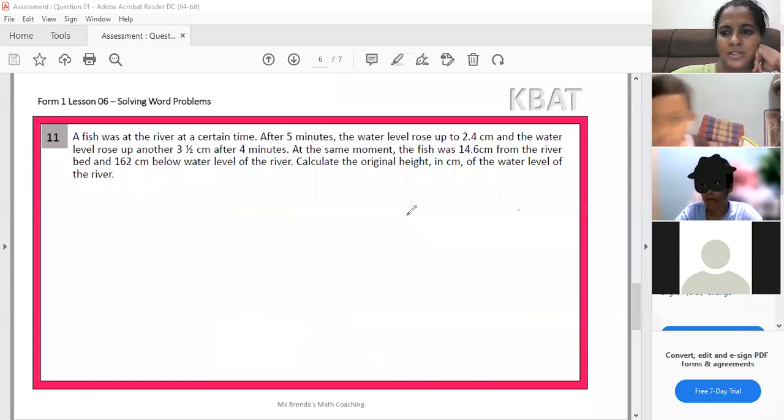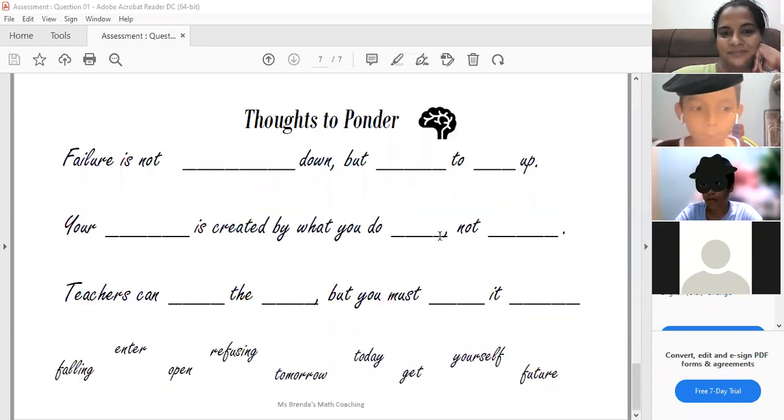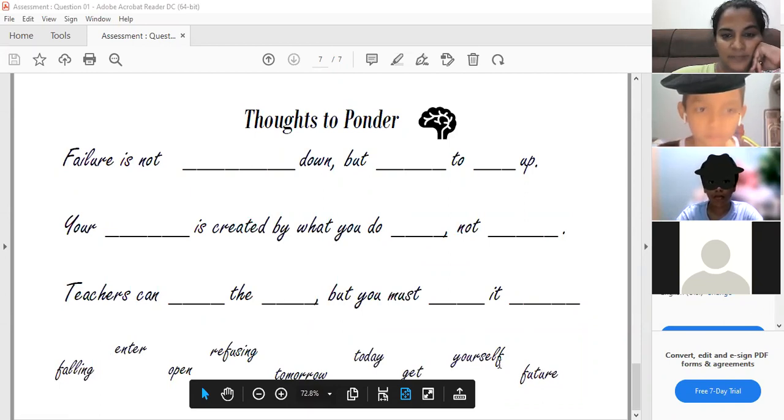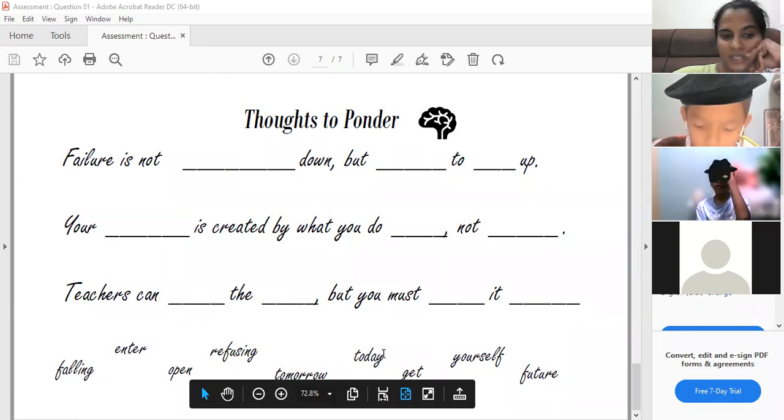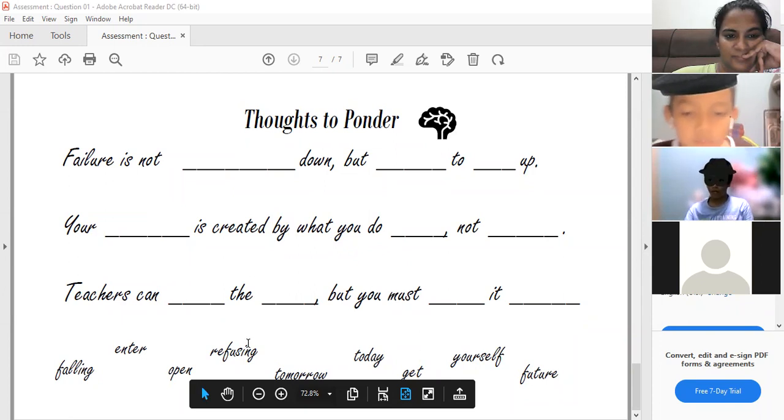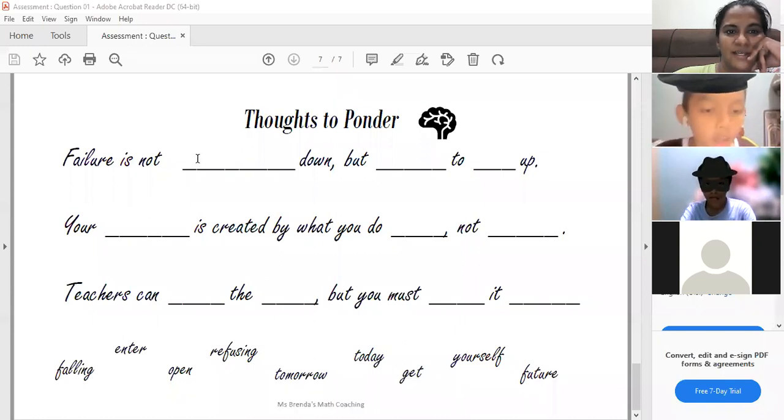Last page is nothing. It's just a little bit of fill in the blanks lah. Okay? This is just to motivate you all. Thoughts to ponder. There are some words here. Fill in the blanks. 1, 2, 3, 4, 5, 6, 7, 8, 9, 10. Siapa boleh? Come on. Before you end the class, failure is not down, but to up.